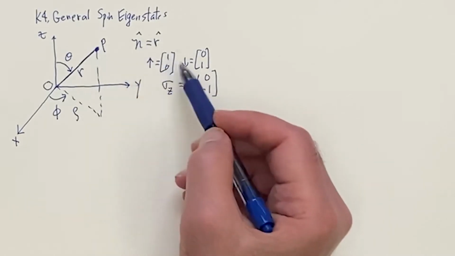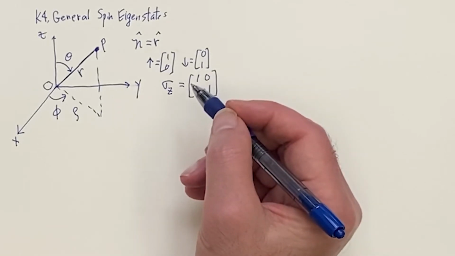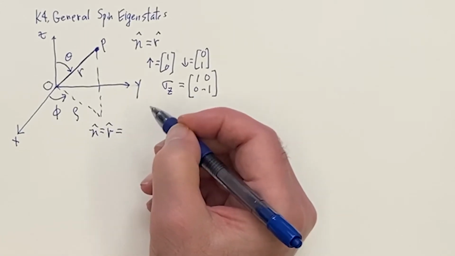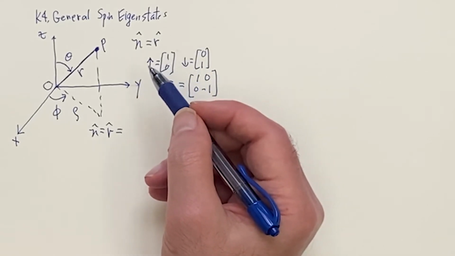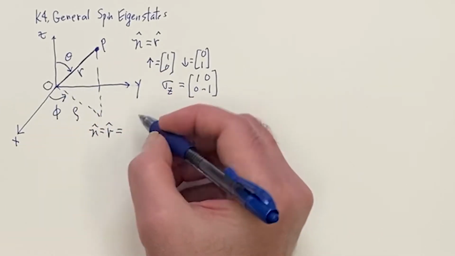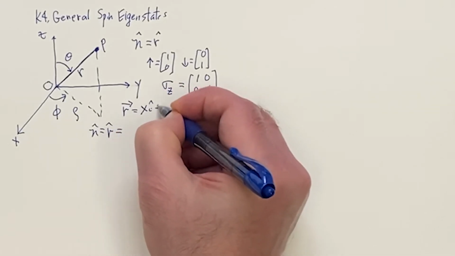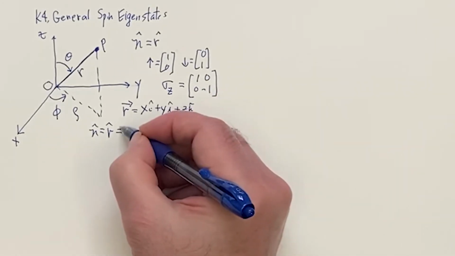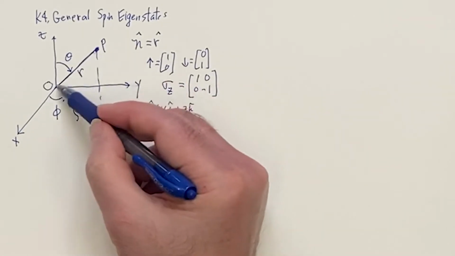So what would it be if we had one of these, up or down, and we measured along some angle? Let's go ahead and look at this. So the n hat is equal to the r hat. And just to remind you what's going on, let's do r first. If you look at r, you have x, you have y, and you have z.